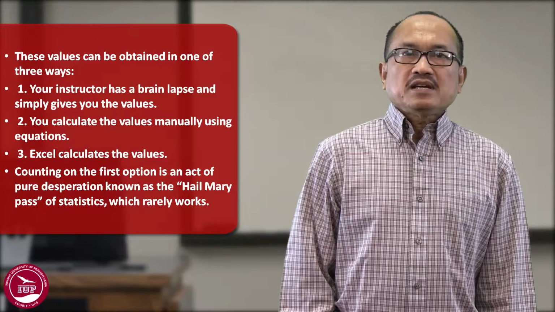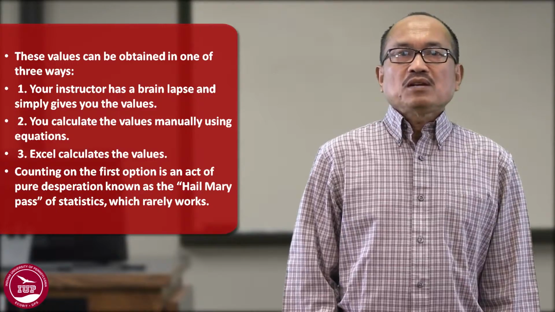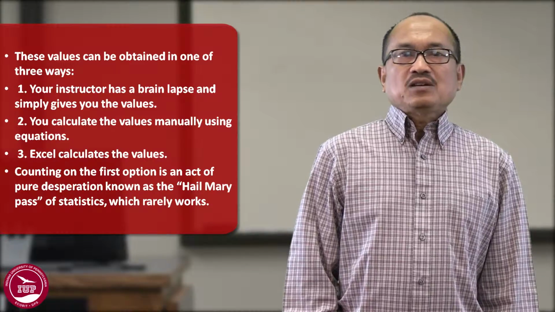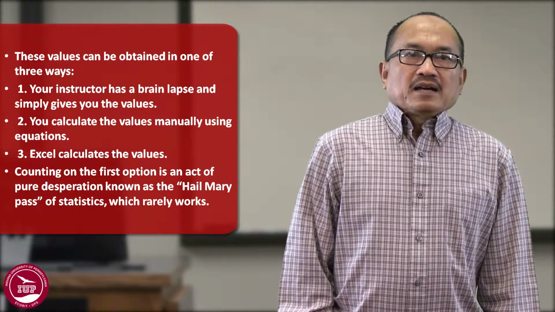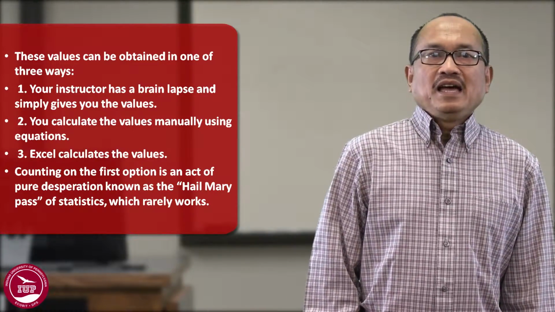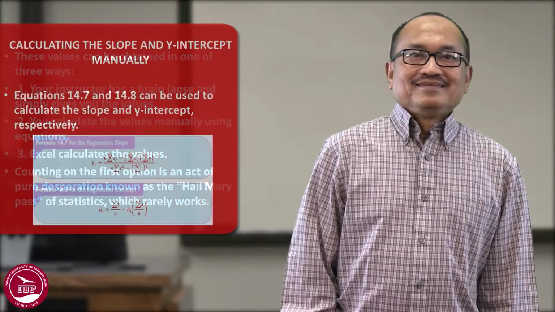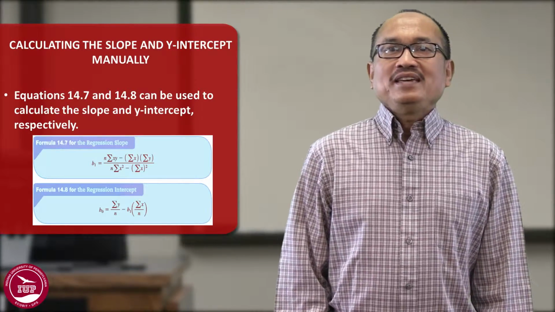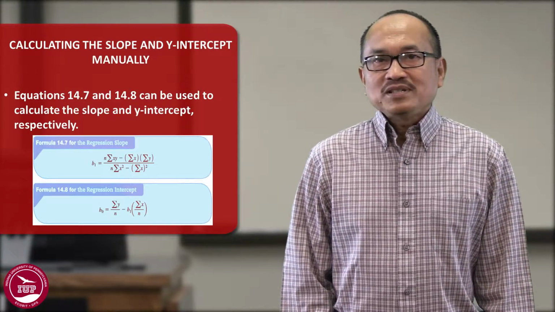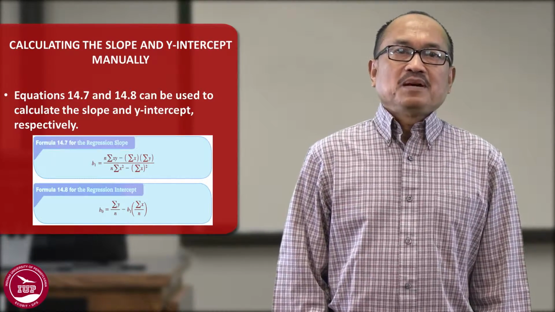1. Your instructor has a brain lapse and simply gives you the values. 2. You calculate the values manually using equations. 3. Excel calculates the values. Counting on the first option is an act of pure desperation known as the Hail Mary pass of statistics, which rarely works. Calculating the slope and y-intercept manually, equations 14.7 and 14.8 can be used to calculate the slope and the y-intercept respectively.